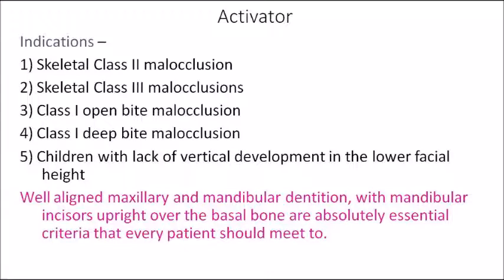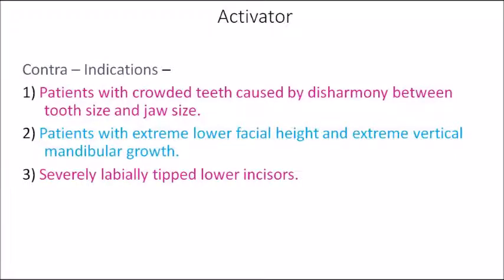One is that the alignment of the dentition in both upper and lower arches should be well aligned, and also the lower incisors in the mandibular arch should be upright over the basal bone. Now, who are contraindicated for activator therapy? Most importantly, if the patient does not have a skeletal problem, we won't give an activator or any other myofunctional appliance. Also, if the person has crowded teeth due to tooth size arch length discrepancies, they are also contraindicated for the use of an activator.